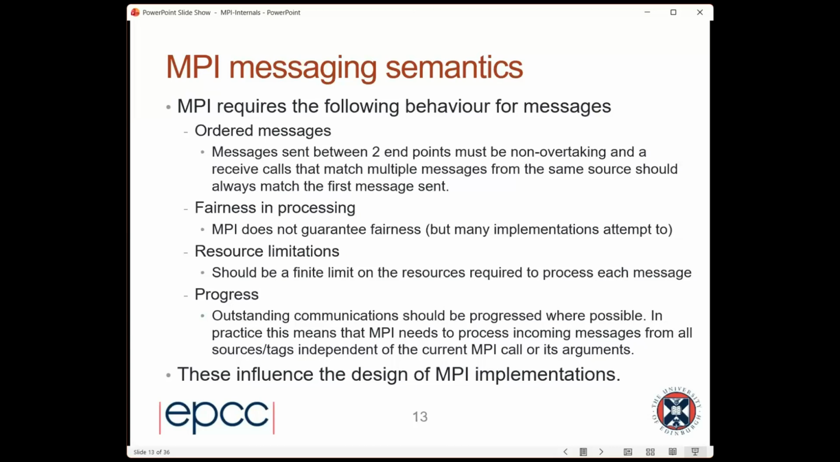Fairness: MPI does not guarantee fairness. For example, if you do a receive from MPI any source, MPI doesn't guarantee that it will fairly pick if there are multiple messages in the network. It doesn't guarantee it will even them out. But a good MPI implementation will try to be fair, and will try to balance the load if you use a wildcard receive from MPI any source. But the main thing which causes this restriction on MPI is resource limitation.